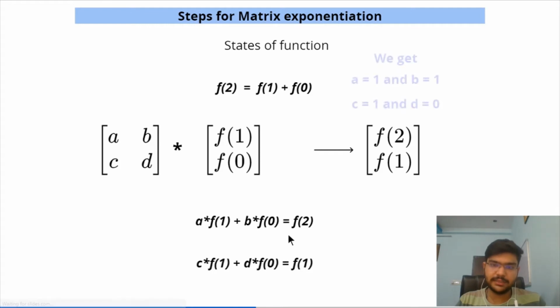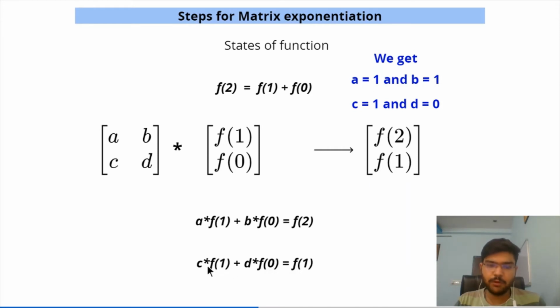How? Let us see that if we form A into f of 1 and B into f of 0, it will result into f of 2. So f of 2 is also equal to f of 1 plus f of 0 from the basic Fibonacci series. If we put n equals to 2, then n minus 1 would be 1 and n minus 2 would be 0. So f of 2 is equal to f of 1 plus f of 0. That means in this particular equation, A and B must be equal to 1 to fulfill this condition, right? So A must be equal to 1 and B must be equal to 1, so that f of 2 will become f of 1 plus f of 0. Hence we found the value of A and B.